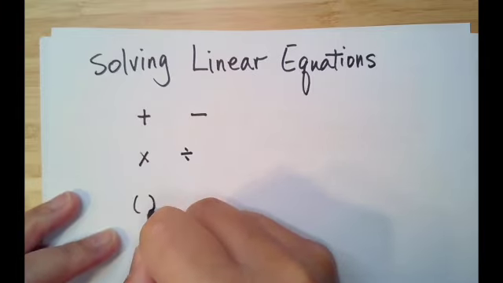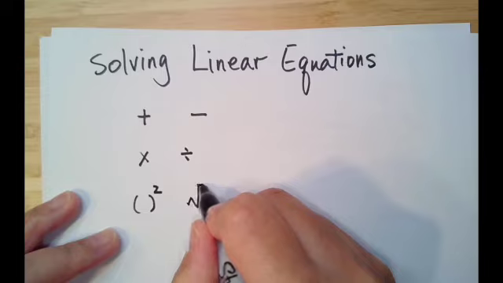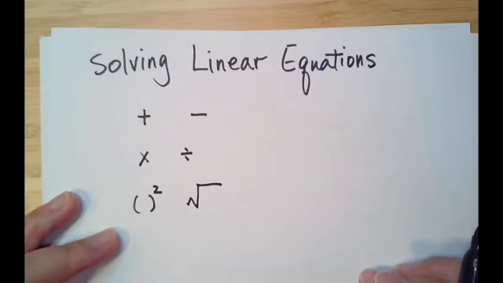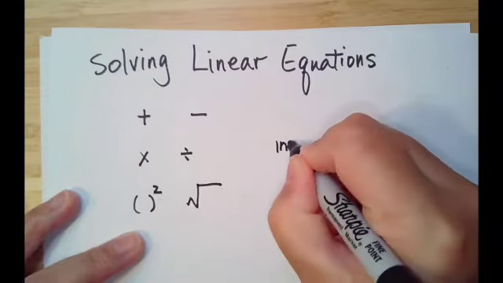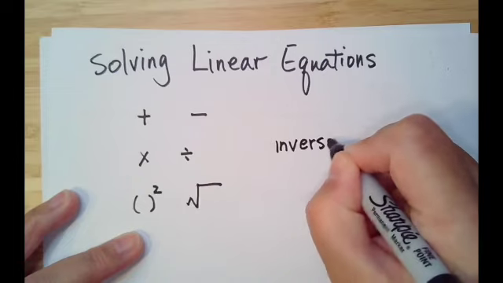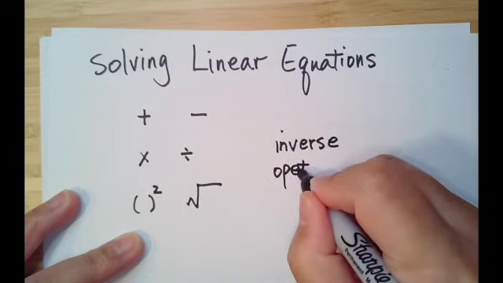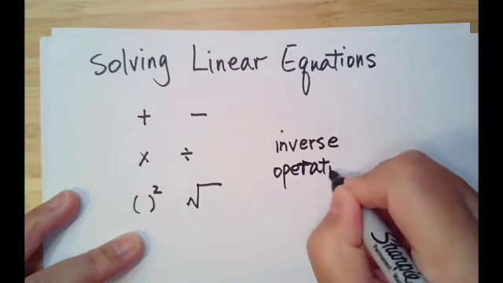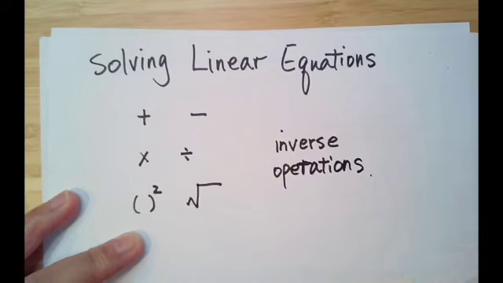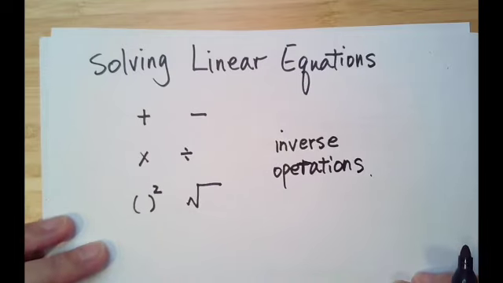And the other one is something square and the square root. That's also the inverse operation. So inverse operation. Okay, so they are in pairs, like we can tell here. All right, so this is the first thing we want to know.